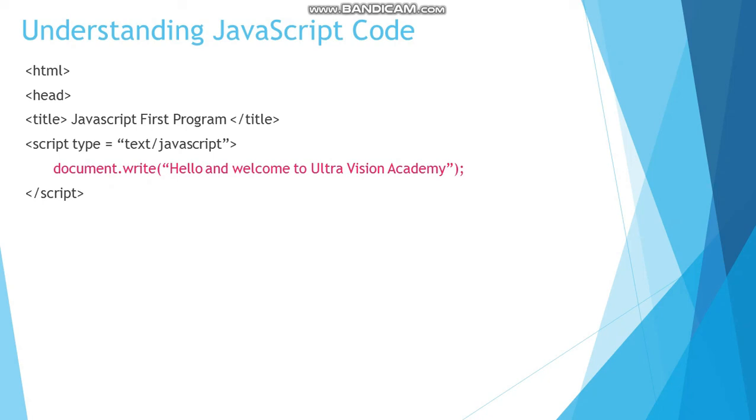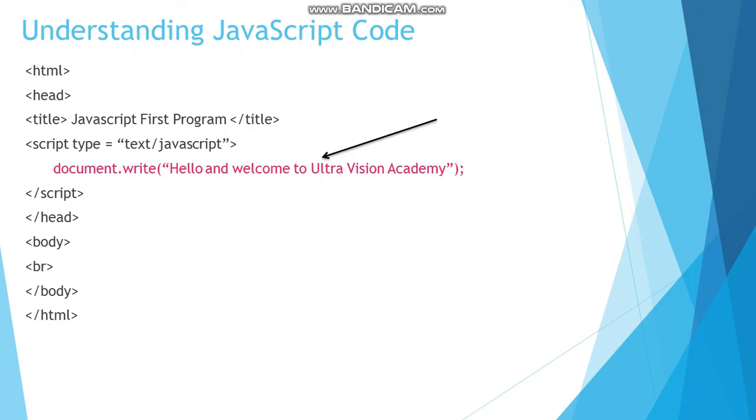So inside script and /script we have written document.write hello and welcome to Ultravision Academy. Remember here, whatever we have given, hello and welcome to Ultravision Academy, this will get printed in the web browser, and write is the name of the method that is used to print something, and where we want to print, that we have given at the starting, that is document. So here /head means the head section has been completed, then the body part, and then /html at the end.